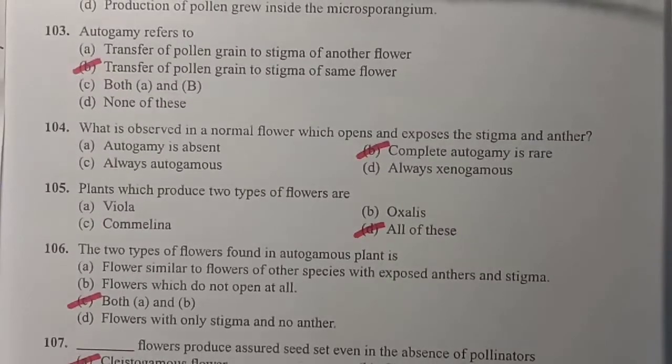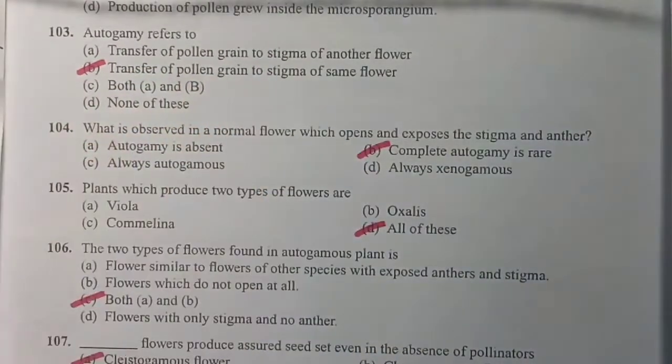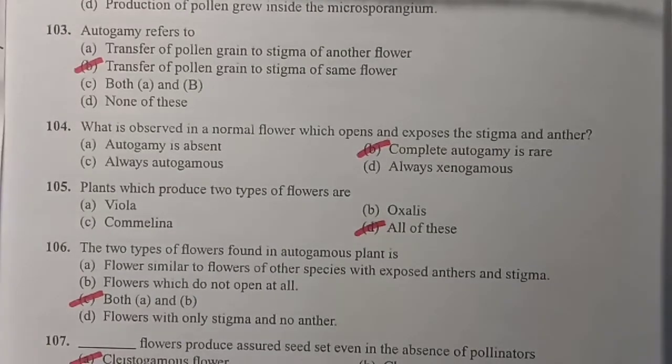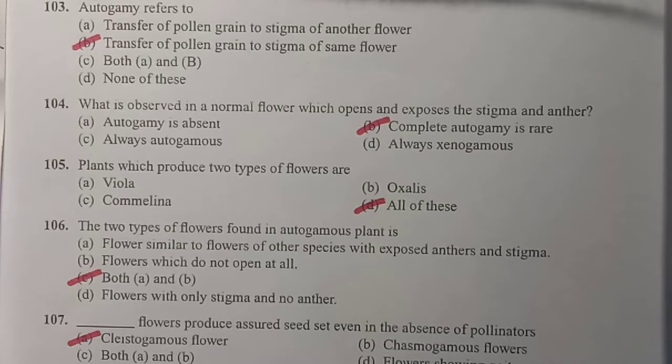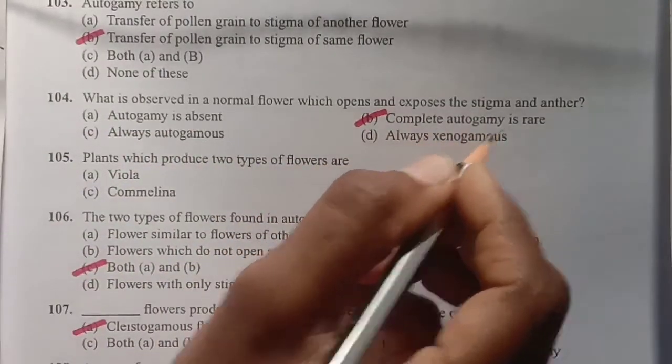So option B is the correct answer, transfer of pollen grains from anther to stigma of the same flower. Next one, what is observed in a normal flower which opens and exposes the stigma and anther? If a flower opens and exposes the stigma and anther, we cannot completely expect autogamy. If both anther and stigma are very close to each other, we can expect autogamy. When they are well exposed, complete autogamy is very rare.